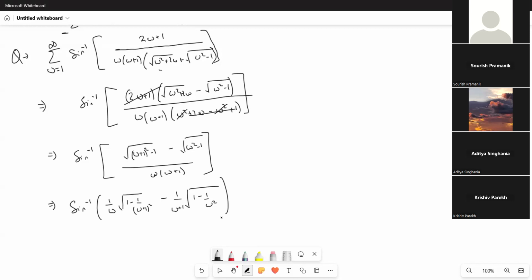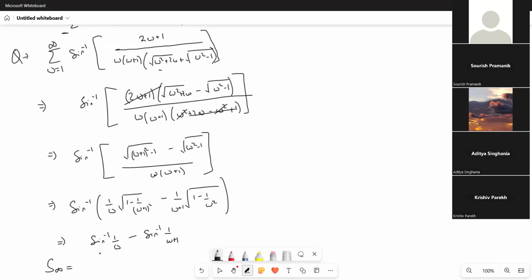टेलीस्कोपिंग. Sin inverse of x into root over of 1 minus y square minus y into root over of 1 minus x square. So sin inverse of x minus y हो गया. Sin inverse of x minus sin inverse of y, which now is in the form of a telescopic series. तो ये आ जाएगा 1 by omega minus 1 by omega plus 1. Since it's a telescopic series, so how do we write down the value of S infinity?